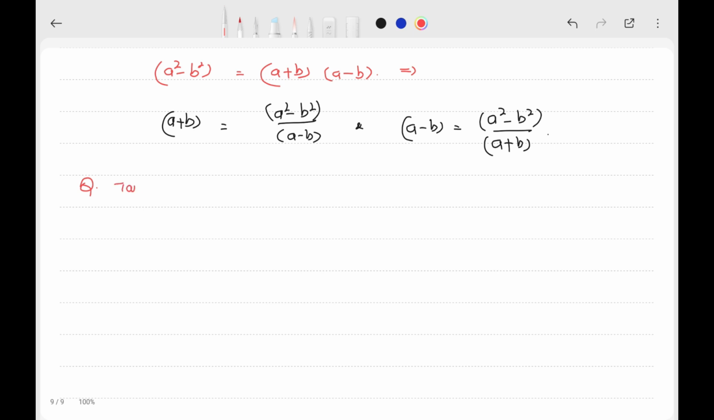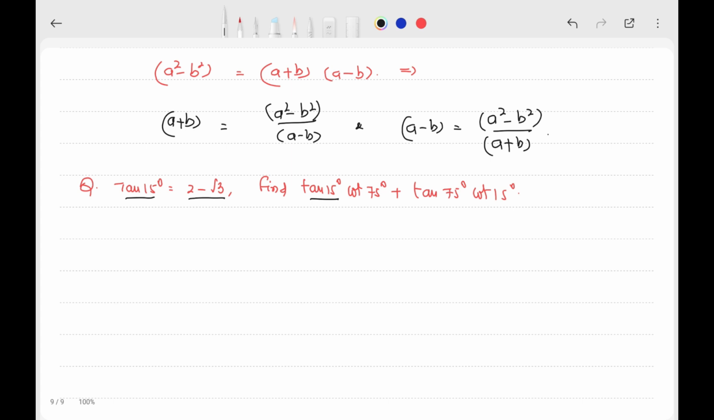Given tan 15 is equal to 2 minus root 3. Then he is asking us to find tan 15 cot 75 plus tan 75 cot 15. Tan 15 value is already given, so that you can put it here. Cot 75. Can you convert it into tan values?